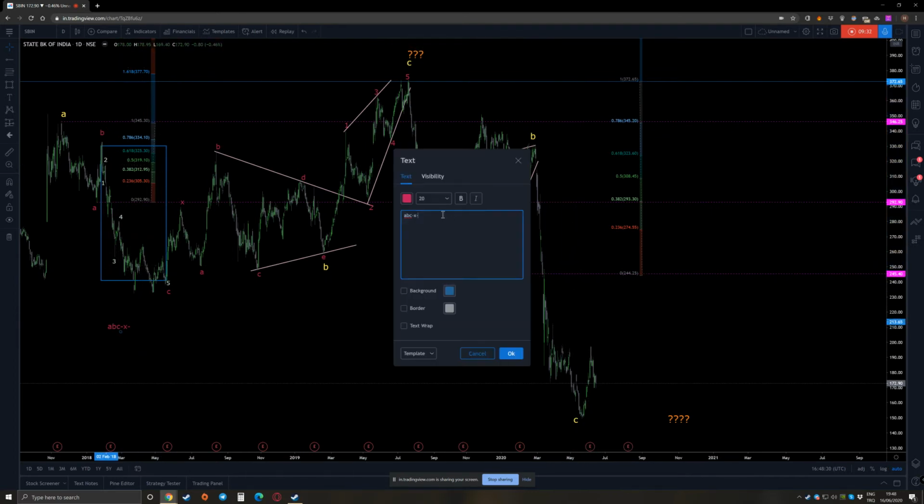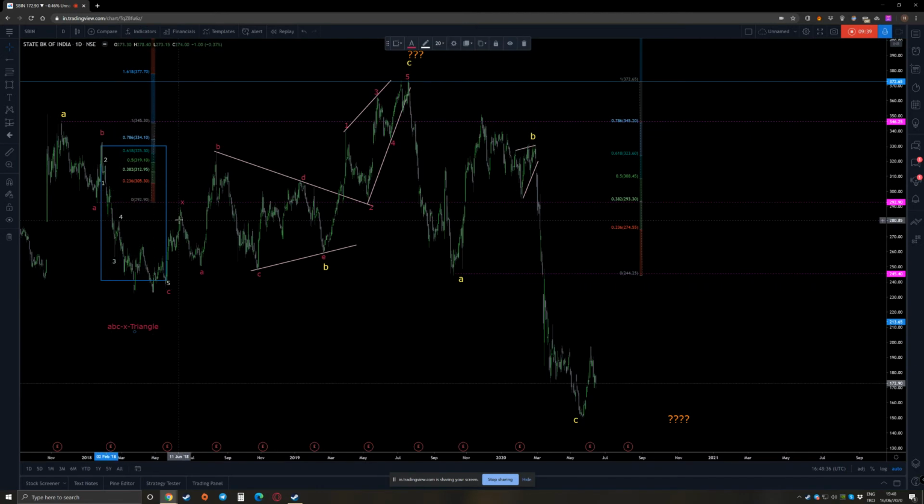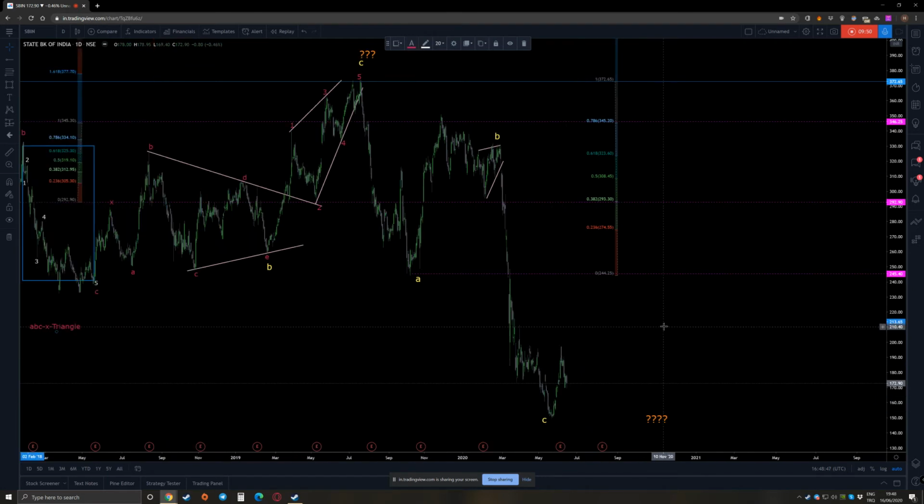So now in this degree, we had a move like this, an ABCX and ABCDE as a B wave. Now we have ABC. Now this C wave has to be impulsive. So on one lower degree, what was my lower degree after this yellow? It was this red. So I put 1, a 2, a 3, a 4, and a 5. Now this is a very good move.